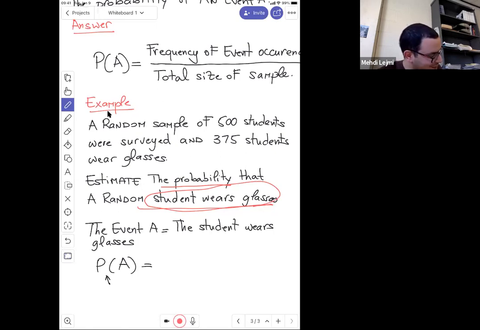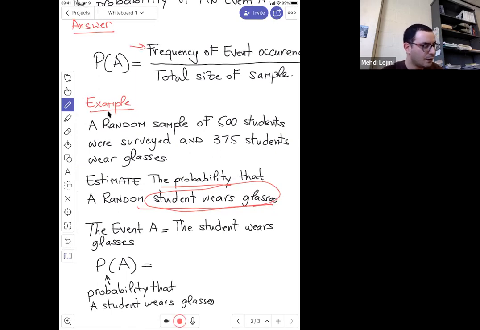so this is the probability that a student wears glasses. All right. So what does it say in the formula? It says the frequency of the event occurrence over the size of the sample. Okay. Don't forget, in probability, guys, it's a fraction. So we have the frequency on the top, and then we need to divide by the size of the sample.